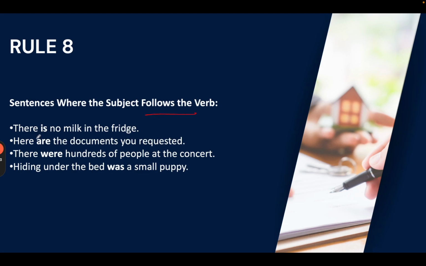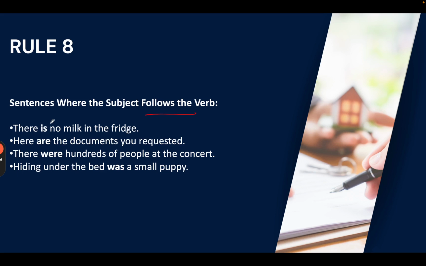So till now we saw sentences where the subject came first and then the verb. But there are some inverted sentences as well that you might find on the test, where the verb comes first and the subject comes later. In that case, it can be a little tricky to identify what the subject is, but again, you have to figure that out logically. For example, there is no milk in the fridge.